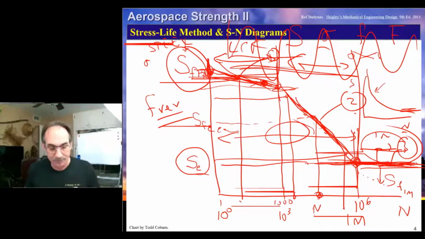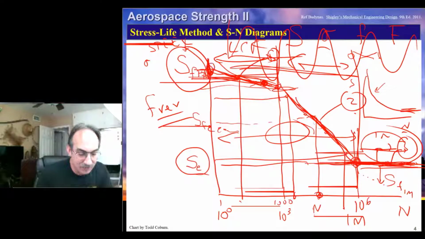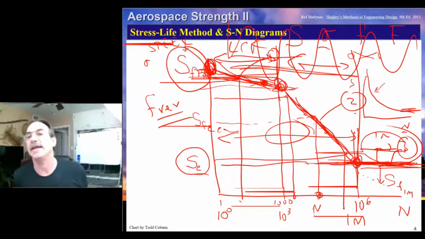So this is what we're going to be doing. You'll notice we already know about this inflection point, right? That's FTU. We need to learn about this point and this point. That's what we're going to be focused on today. Got it?